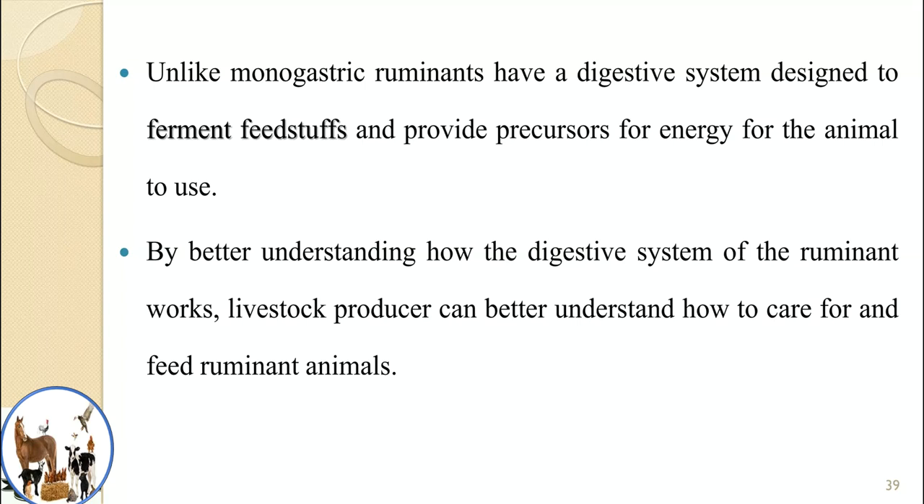Then the monogastric animals have a digestive system very similar to that of human beings, and they ferment foodstuffs and provide precursors of energy for the animal's use. By better understanding how the digestive system of the ruminant works, livestock producers or doctors can better understand how to care for and feed ruminant animals, which have a very big fermentation vat. The rumen is a very big fermentation vat.